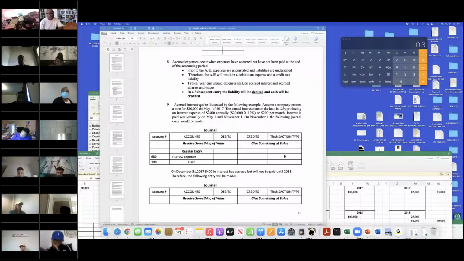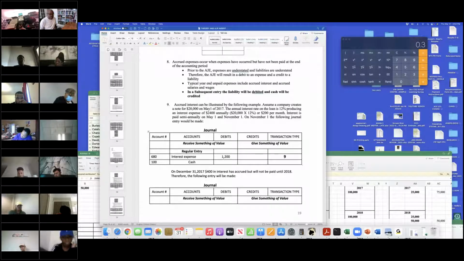This occurred, as you remember, on May 1st. On November 1st, we pay the interest. We pay 6 months of interest from May 1st to November 1st. We make a journal entry 9. We debit interest expense and credit cash. And the amount is going to be $200 a month for 6 months. So we're going to debit interest expense for $1,200, and we're going to credit cash for $1,200. That's the regular entry that we make, a type 9.